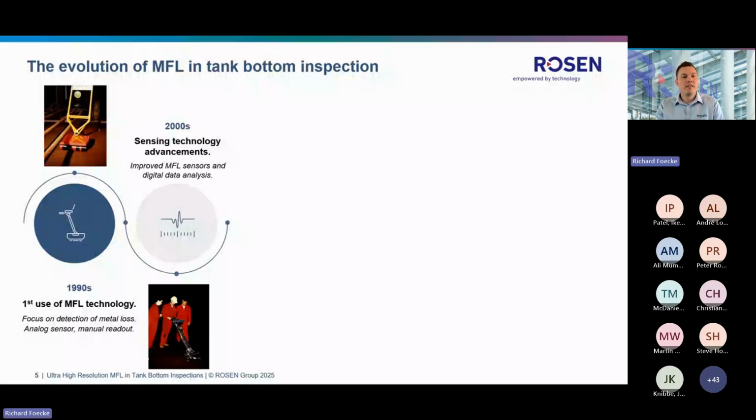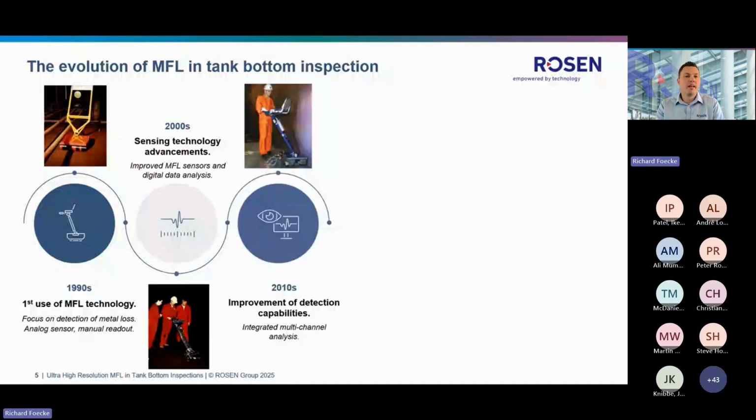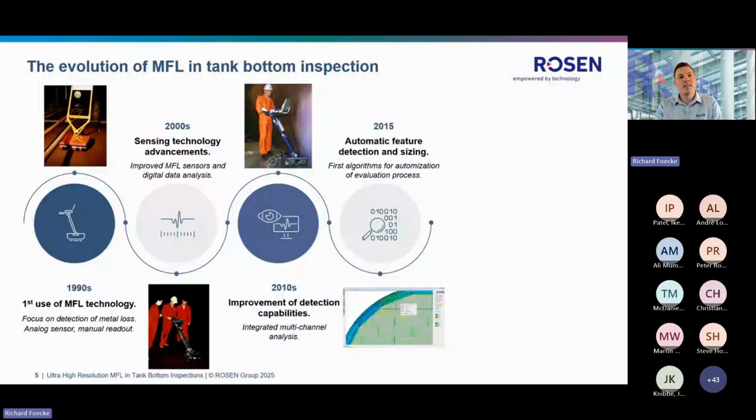In the 2010s, the detection capabilities have been improved, and the first time integrated multi-channel analysis has been applied. So there we did not only look at MFL sensors, for example, but also eddy current sensors came into play and data was combined. In 2015, the first automation, so to say, started, and we got to an automated feature detection and sizing. And there also the first algorithms for automation inside the evaluation process have been developed. And this basically because the sensitivity increased, the amount of features increased, and the need for automation was there.